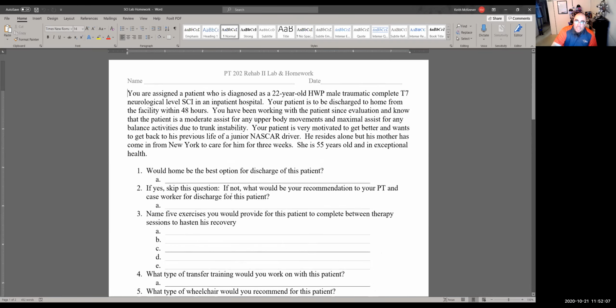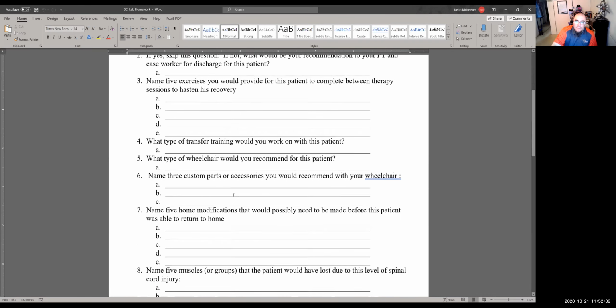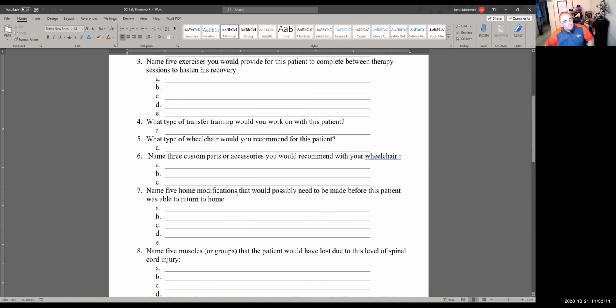So now, patient is a T7. What kind of exercises can we have him do between therapy sessions? What kind of stuff could we set him up to do in his room between therapy sessions? What kind of exercises? Okay, upper extremity, give me some. Michelle's right, we get some upper extremity exercises going. What kind of stuff could we have him doing?